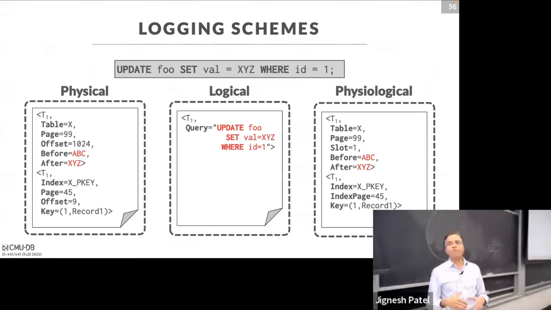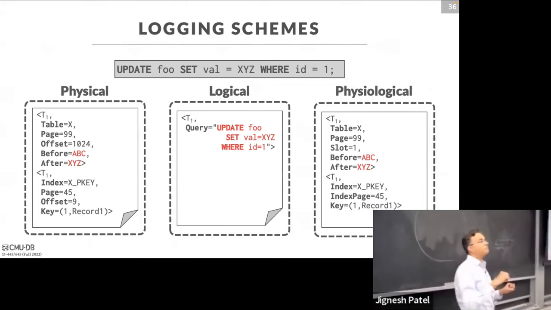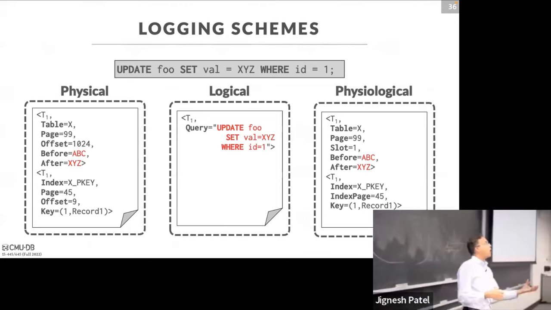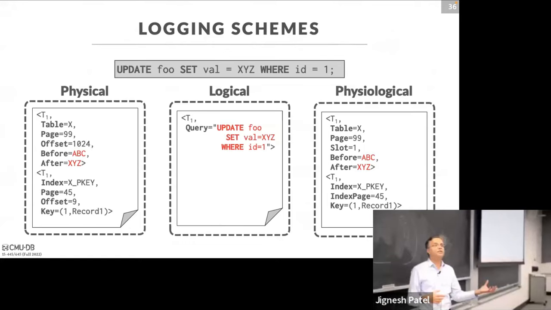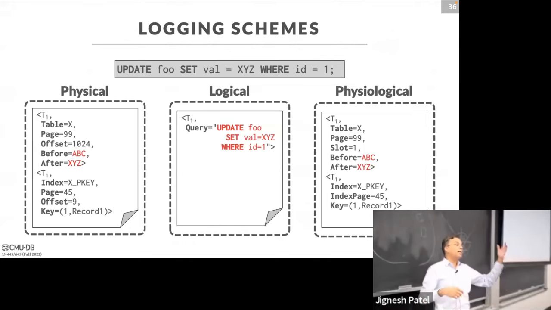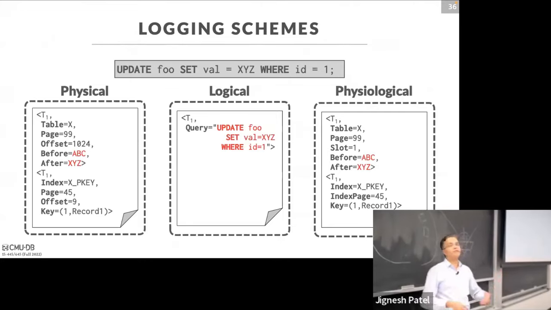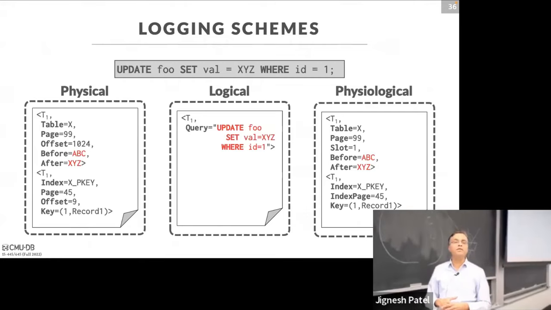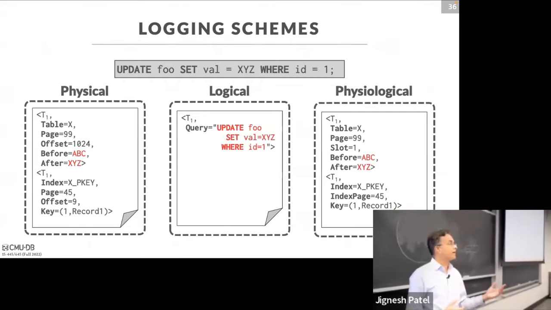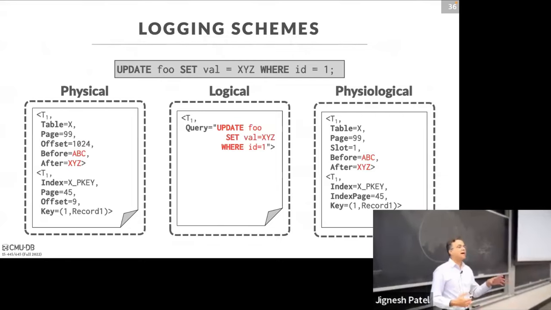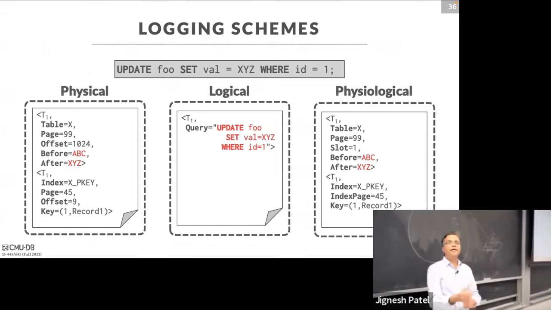So the way around it might be to do some form of logical logging, where you effectively say, I'm going to log the operation that happened. The simplest way of logical logging is to log the entire query that made the change. But of course, this means that when you want to apply the log, you have to rerun the whole query. And if that query took a long time to run, you're going to have to do all of that stuff again. The preferred method that systems use is called physiological logging.